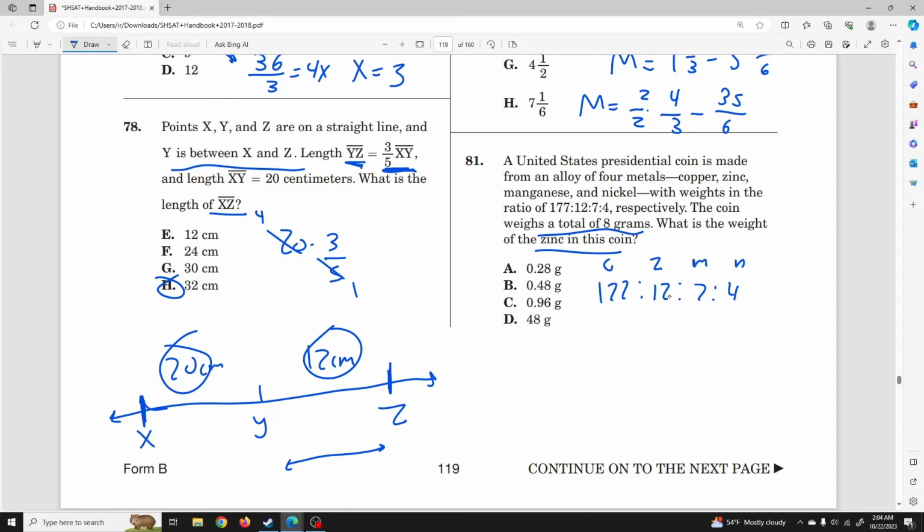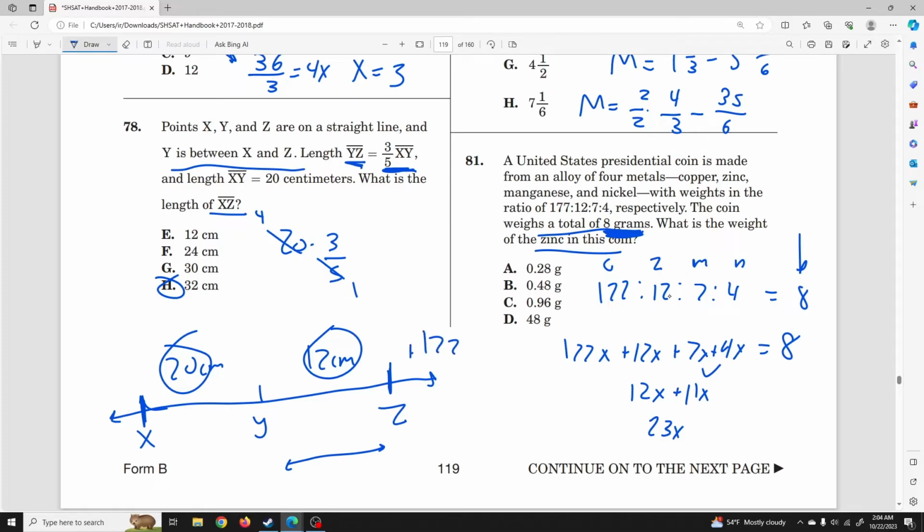Because everything is in a straight line, we know that everything in total is equal to 8 grams. So what I'm going to do here is add x to each of these terms, and I'm going to solve for x, right? They weigh a total of 8 grams, so let's do this. 7 plus 4 is 11x, and 11x plus 12x is going to be 23x, and 177x plus 23x is going to be equal to 200x. So we have 200x is equal to 8, so x is equal to 8 over 200, right?